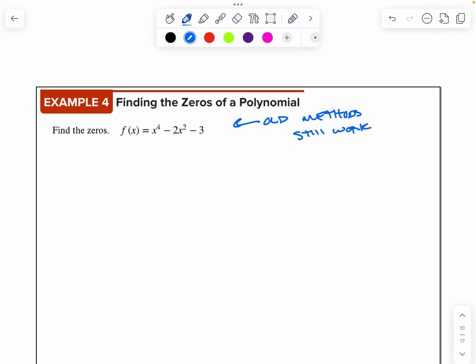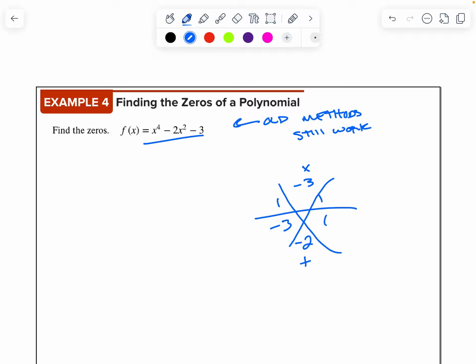All right, this says the old methods still work. Find all the zeros of the polynomial. This has 3 terms, so we could use star method from the beginning. We're already down to 3 terms. So I would have -3 on the top, -2 on the bottom, 1 and 1. We want to find 4 total solutions. -3 and +1 multiply to -3. They also add to -2. And so this gives me x squared minus 3, x squared plus 1.